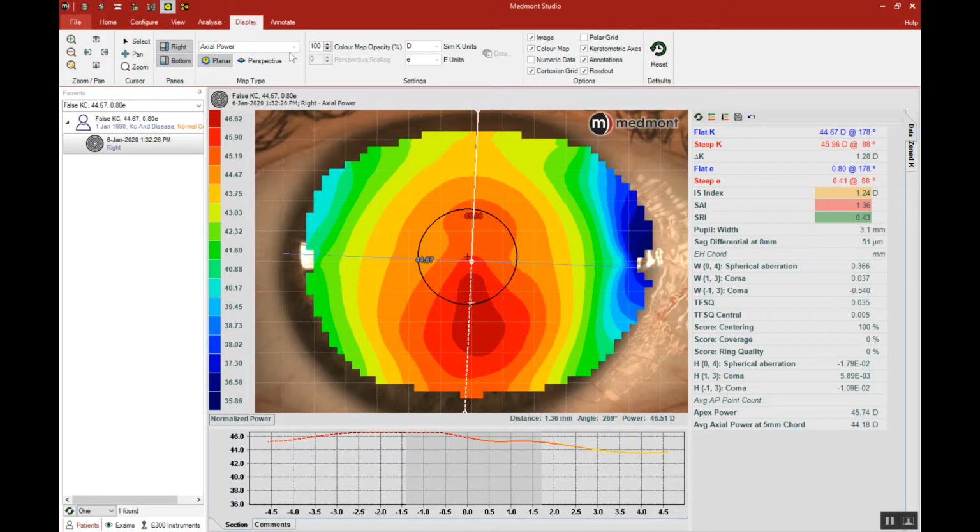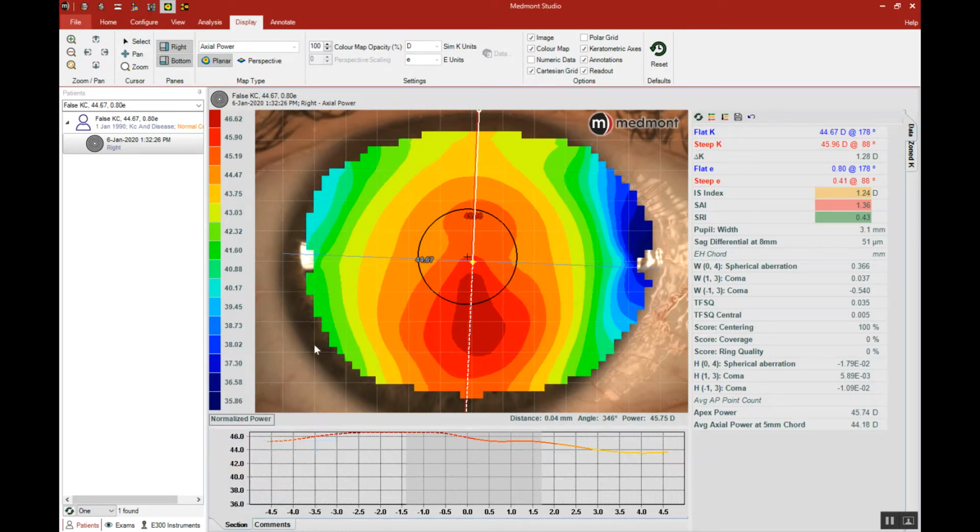Let's begin by going to the axial map. The axial power map is the way to interpret the power distribution across the cornea, the kind of visual cues that we just discussed. Another reason to use the axial map is to understand the scale range of power, this distribution of curvature across the corneal surface. Start by selecting the axial power map, then go down to this button here and select Normalized Power.